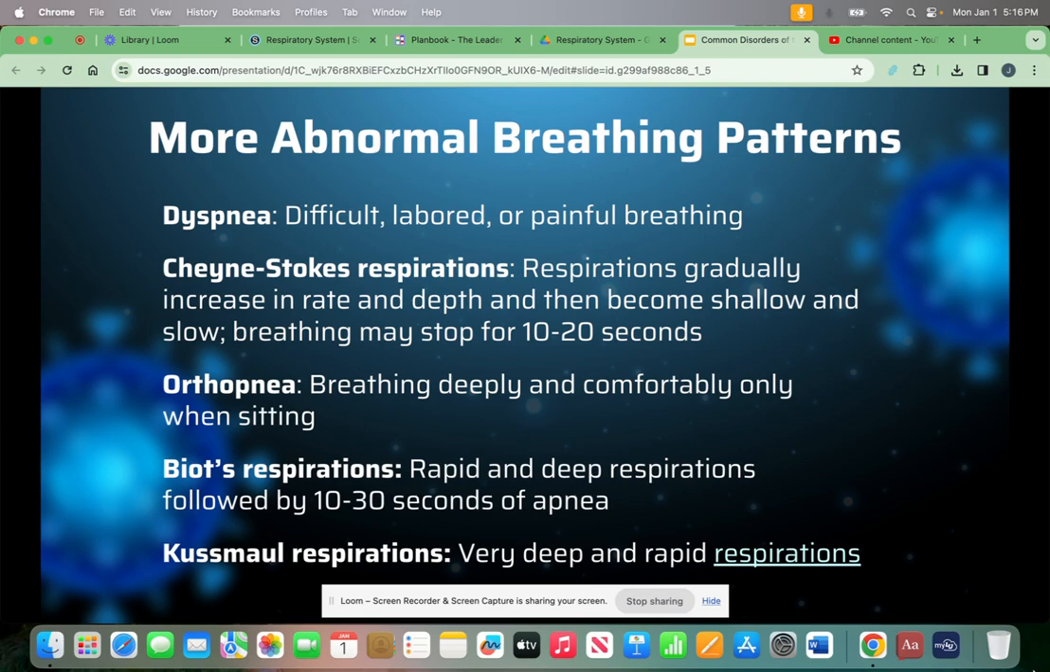Orthopnea is breathing deeply and comfortably only when sitting. Some causes of orthopnea are emphysema, asthma, pneumonia, and heart issues. Biot's respirations are rapid and deep respirations followed by 10 to 30 seconds of apnea. And causes of Biot's respirations are nervous system disorders. Kussmaul respirations are very deep and rapid respirations. They signal a diabetic coma.